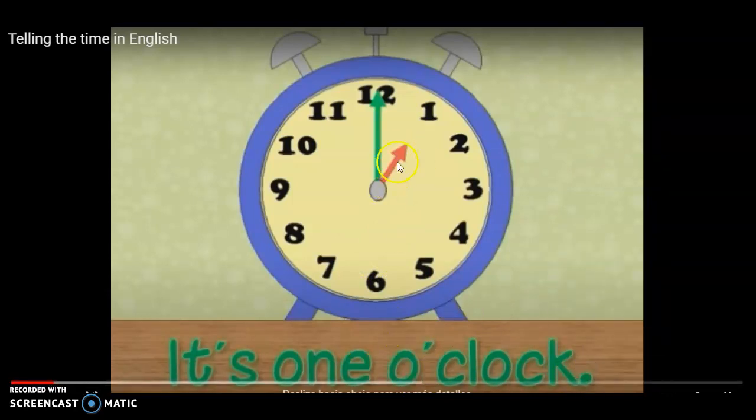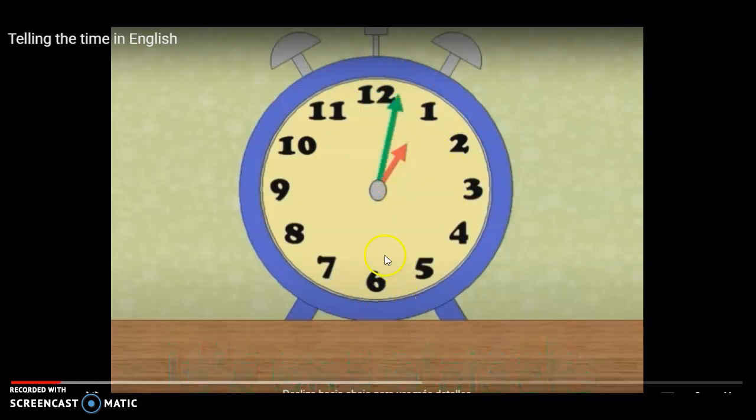So, esta flechita pequeña me marca la hora, esta flechita larga me marca los minutos. Si está acá en las 12, significa que es en punto, es una hora en punto, right? So it's 1 o'clock, right? It could be 2 o'clock, or 3 o'clock, or 4 o'clock, or 5 o'clock, or 6, or 7, or 8, or 10, or 11, right?